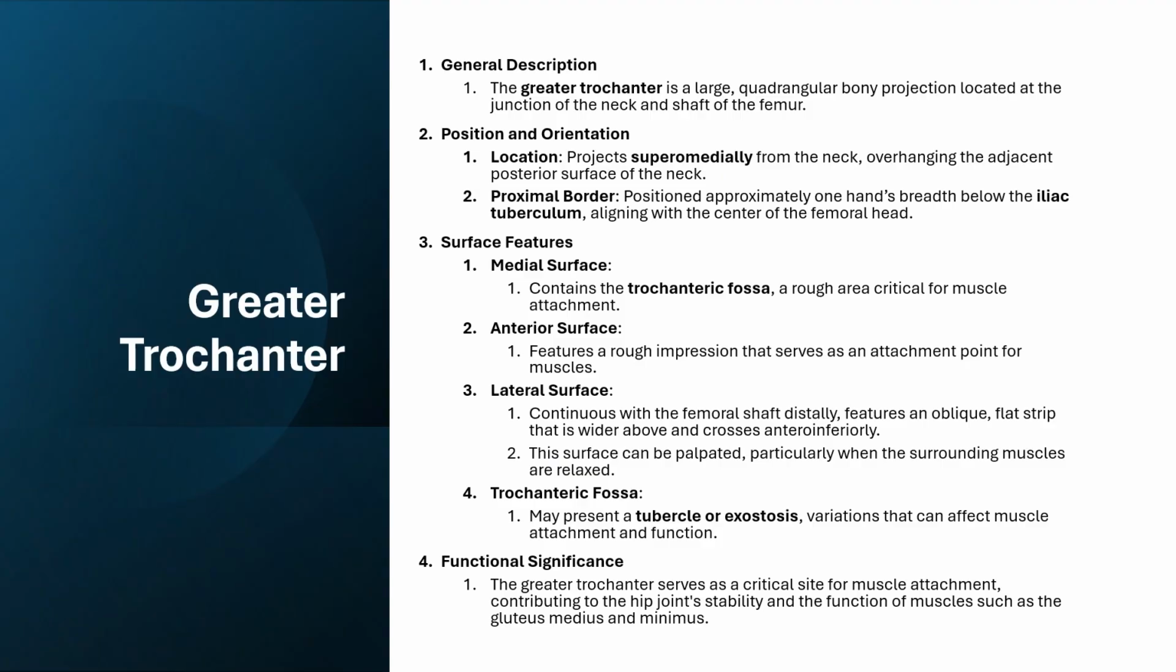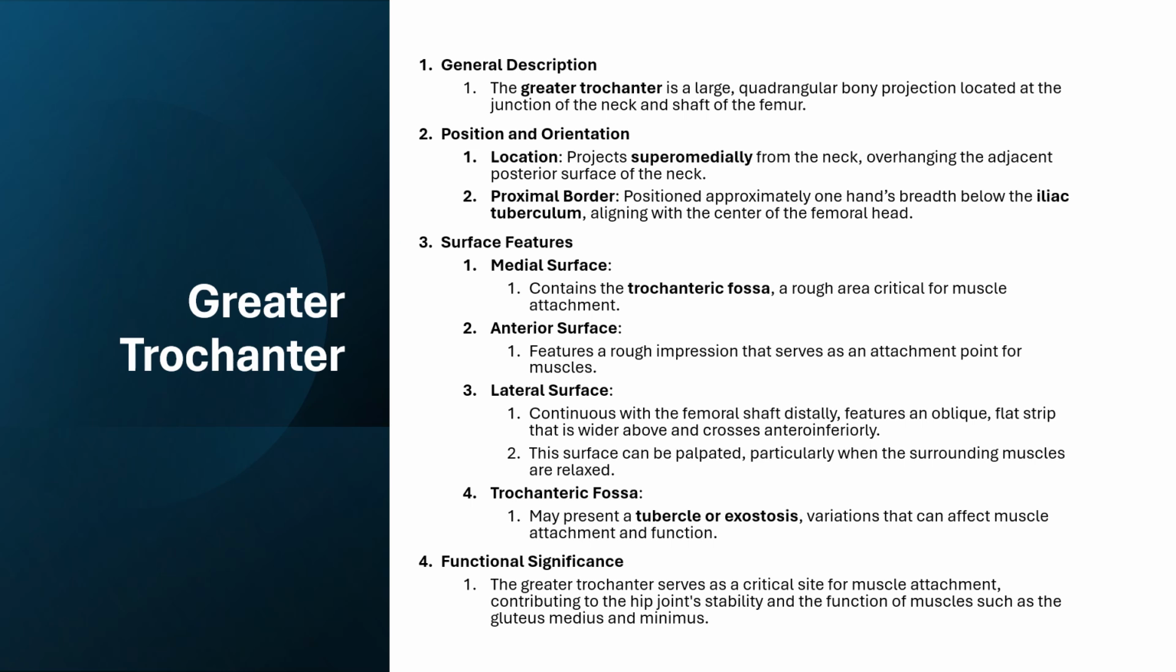There is the greater trochanter. The greater trochanter is a large quadrangular bony projection located at the junction of the neck and shaft of the femur. There is a position and orientation. The location projects superomedially from the neck, overhanging the adjacent posterosuperior surface of the neck. The proximal border is positioned approximately one hand's breadth below the iliac tubercle, aligning with the center of the femoral head.